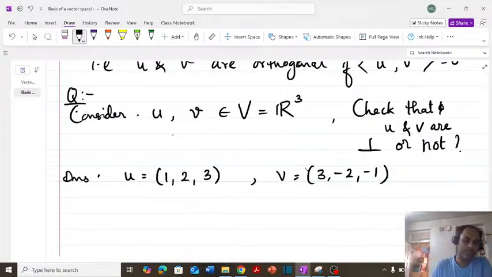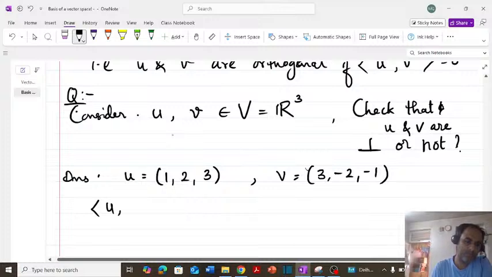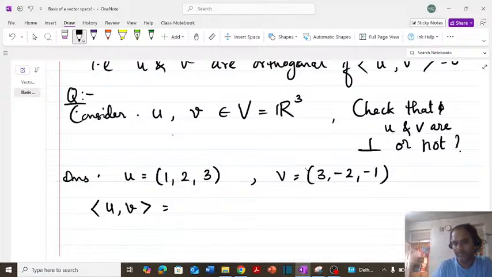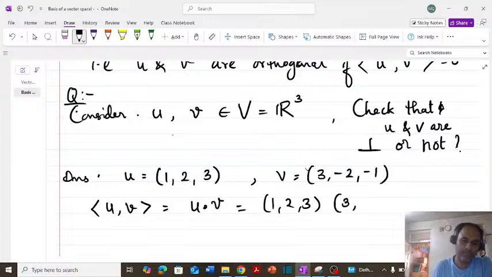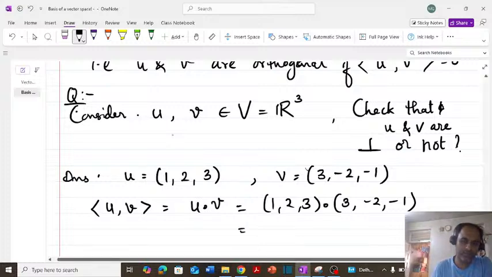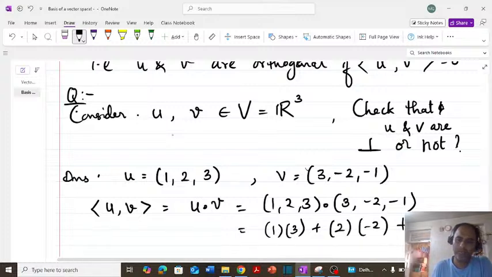So what you need to do is u and v. Technically speaking it is not the way we are supposed to write, but it's fine. 1 2 3 and then 3 minus 2 minus 1, you do the dot product, so it is going to be 1 into 3 plus 2 into minus 2 plus 3 into minus 1.